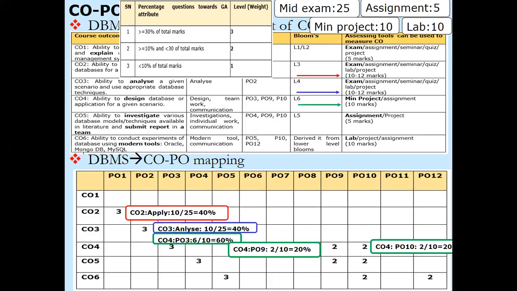Now CO4 is mapped with PO3 in the sense design level, as well as PO9 in the sense teamwork, and PO10 in the sense communication skill. By considering this, we have allocated 10 marks for all three POs. For PO3, it is allocated 6 marks, 6 divided by 10 is 60%. Then the level is 3. 2 marks are allocated for PO9, 2 by 10 is 20%, it is level 2. Then 2 marks are allocated for PO10.